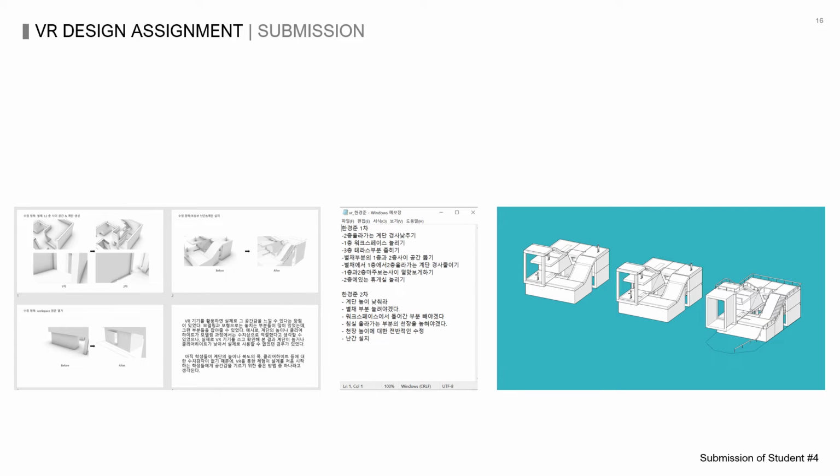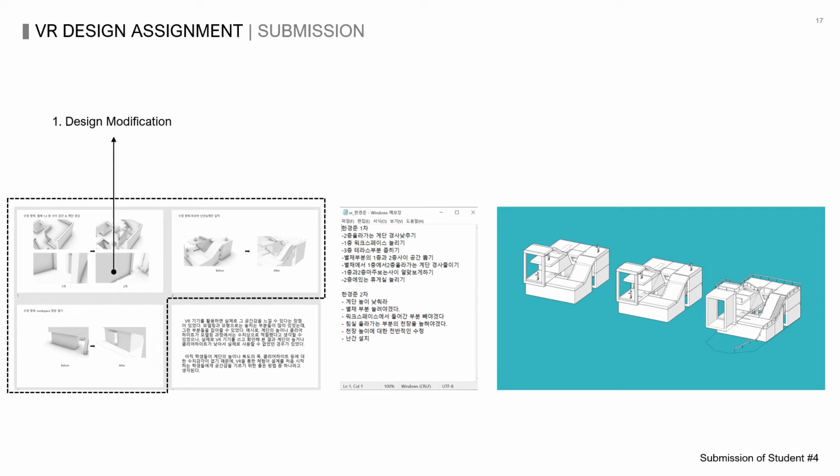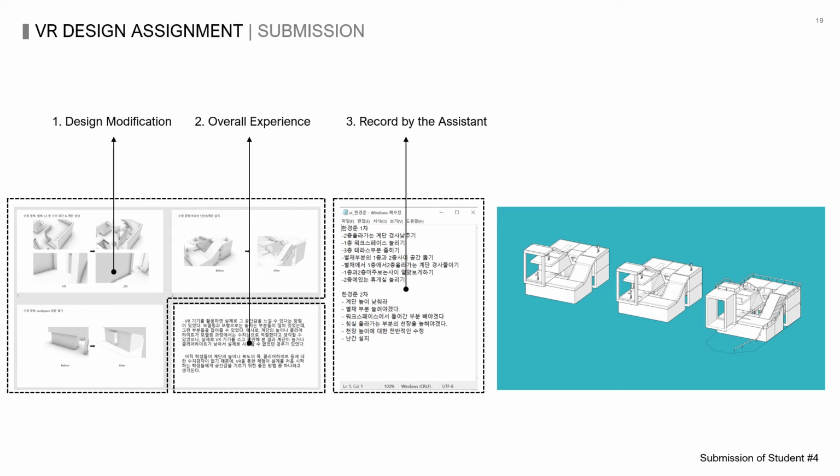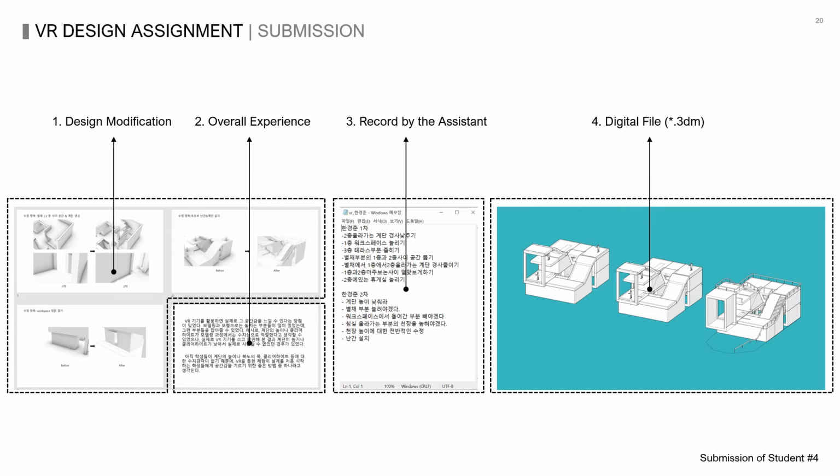And at the end, they submitted something that looked like this, which were first the design modifications that they made. Second was their comment on their overall experience, what they felt during this exercise. And third was the documentations and records that the assistant made, and we asked them to send this to us also. And the fourth was the actual digital Rhinoceros 3D file, so that we could use it later on.